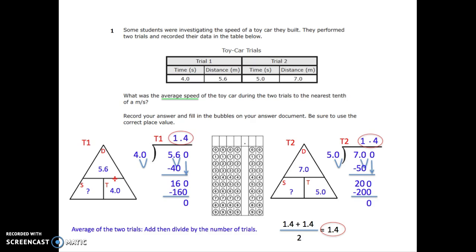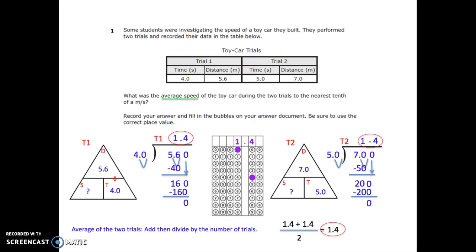And we need to bubble that in on the Scantron. Now with your science Scantrons, don't forget the decimal does not float. It stays where it is. So you're going to put your 1 right in front of the decimal and your 4 right after the decimal. Go ahead and practice filling in these gridables because they can be tricky.